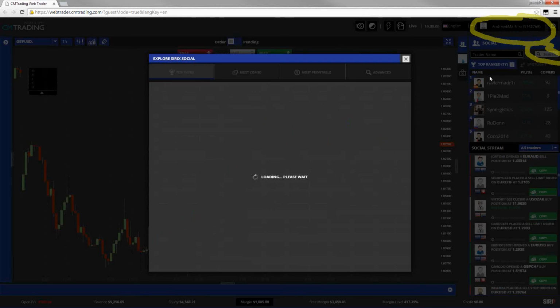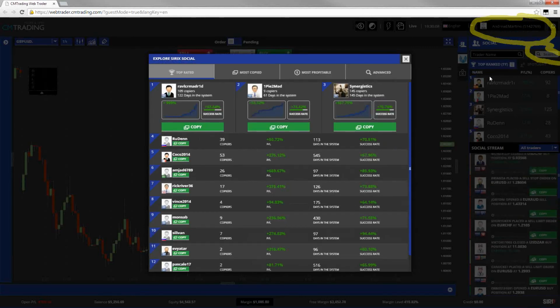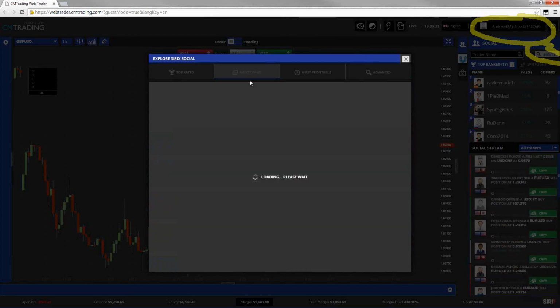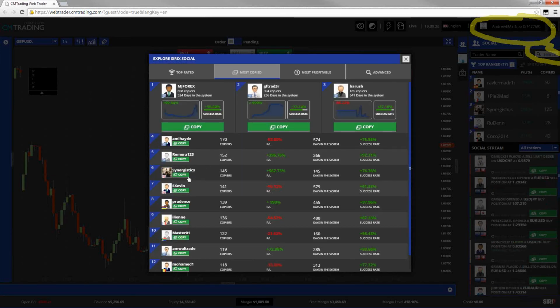Okay, what you're doing now is you're opening the whole database. I like to look in different channels and search from different filters. I found Remora in most copied because I believe he has about 80 to 90 copiers. We can see he actually has 152. So, the top trader has 868 copiers. Now, he's showing 99% profits.